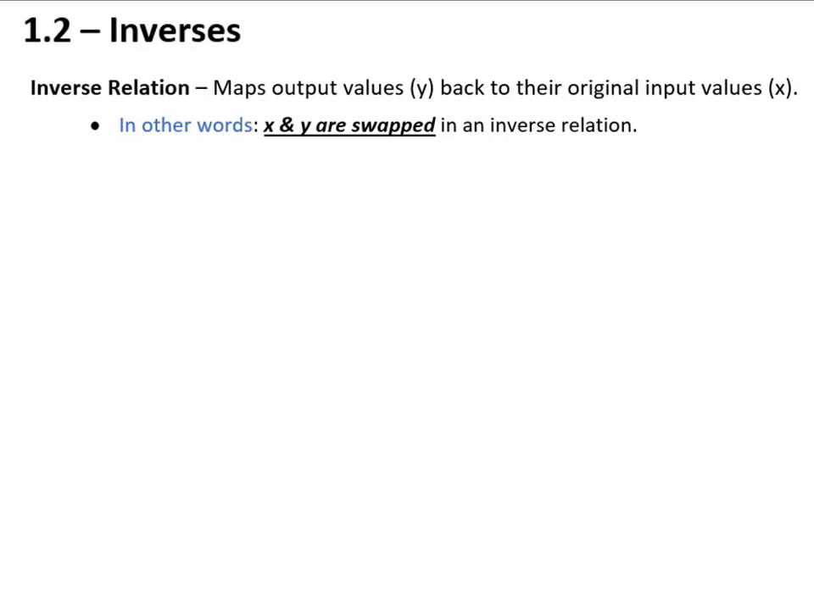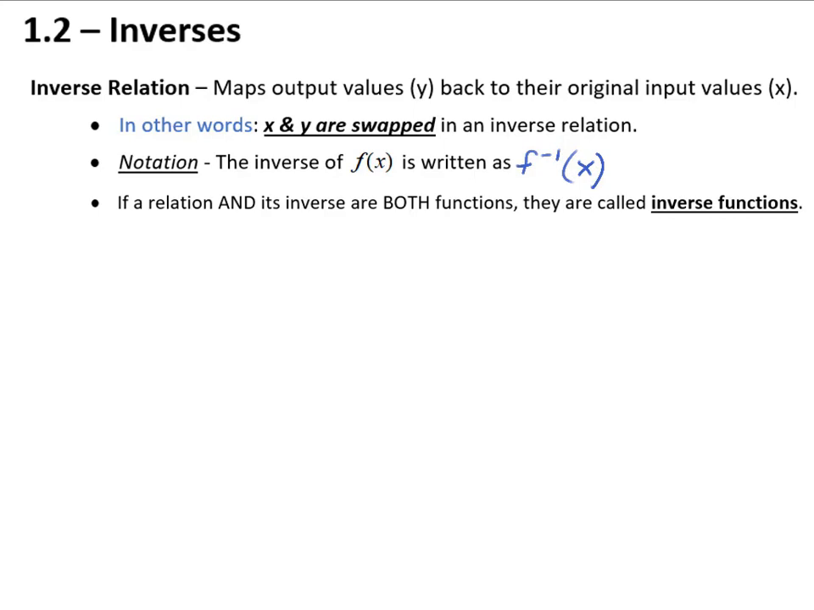In other words, our x and y's, our inputs and outputs, end up being swapped in an inverse relation. The notation we use for the inverse of a function, so let's say it's called f of x, is written as f inverse of x. So this little -1 that's written up here as a superscript, kind of like an exponent would be, is just notation. So this is f inverse of x. Okay, so there's our notation.